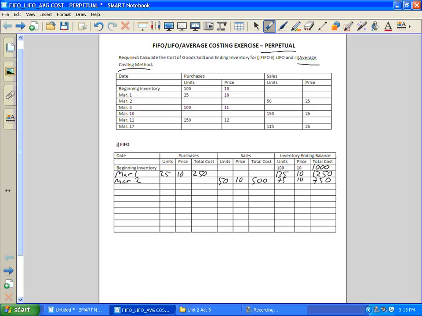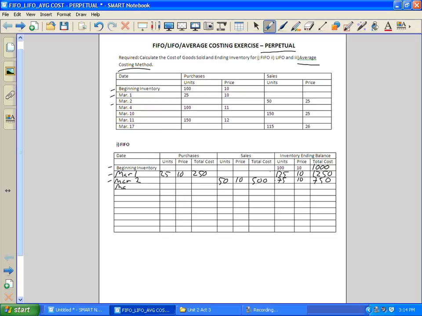So you can see in my chart, I've already accounted for the beginning inventory, the March 1st purchase, and the March 2nd sale. None of those things have changed at all. That's going to be the exact same. You just take your 25 units that you purchased on March the 1st, you add those here, and then you subtract off your 50 units at $10 a piece, and that's your cost of goods sold for that purchase, leaving you with 75 units at the end of March the 2nd.